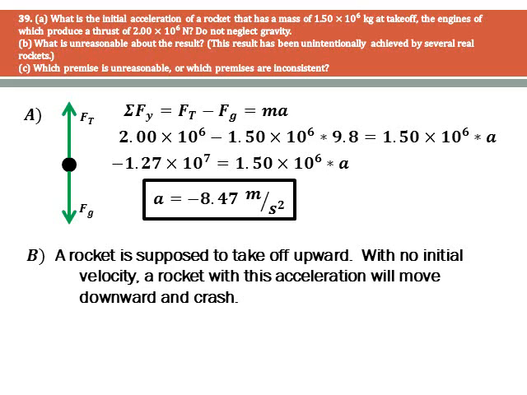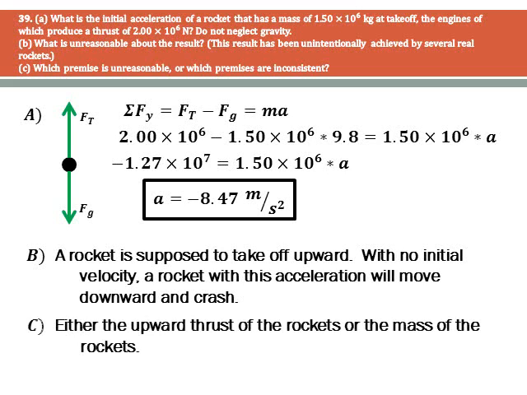Part C, which premise is unreasonable, or which premises are inconsistent? Essentially what we're looking at, one of two things is happening. Number one, either the mass is incorrect, it's too high, or the thrust is too low. So we need either more thrust or we need less mass, depending on which situation this problem pertains to.